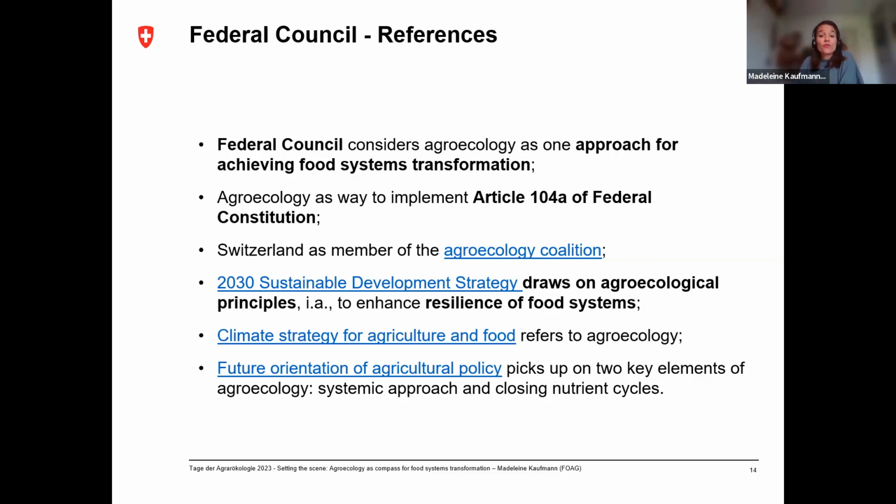And with Article 104A, food security, the agroecological approach is anchored in our federal constitution, so to speak. The Federal Council has advocated the agroecological approach on both international and national level. I still believe he can do more. At international level, as president of the Swiss Confederation, Guy Parmelin announced Switzerland's entry into the agroecology coalition at the UN Food Systems Summit 2 years ago. Switzerland supports this coalition financially and is member of its steering group and working groups.